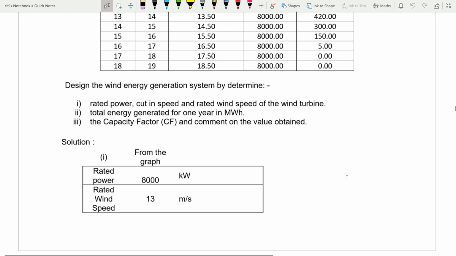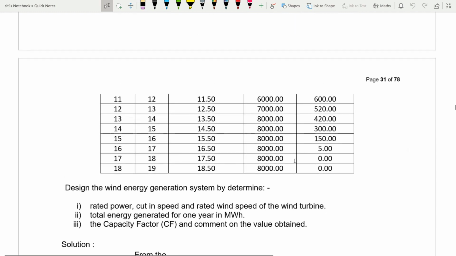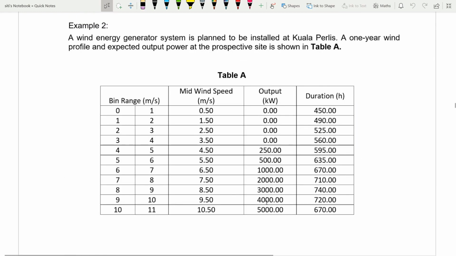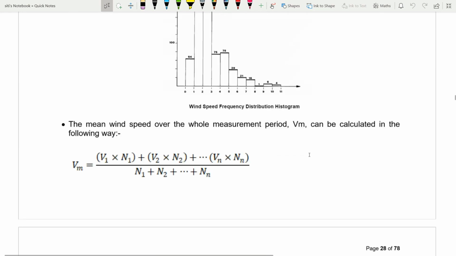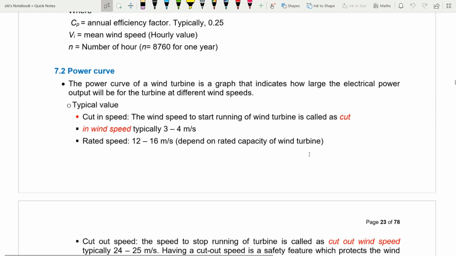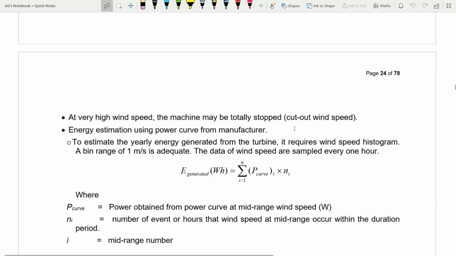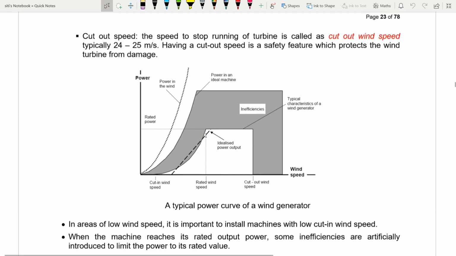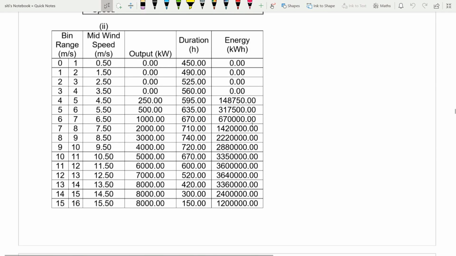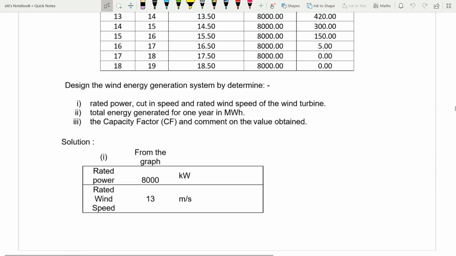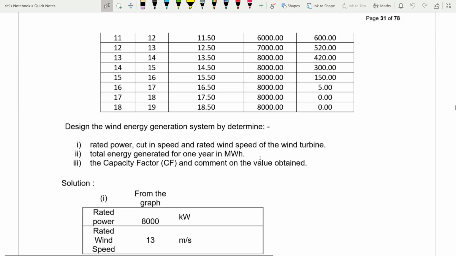Solution: from the graph, to find the rated power, imagine you convert this table into a graph. You can see that the rated power is 8,000. Remember the power curve graph: the rated power is when the power starts to become constant. So this is the rated power, in this case 8,000 watt. Here it becomes constant.